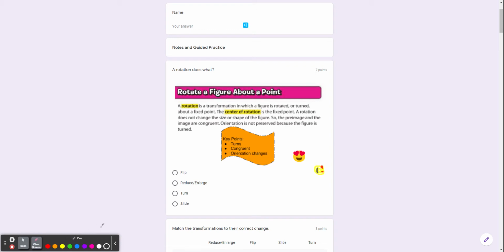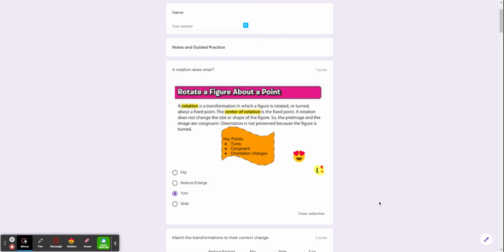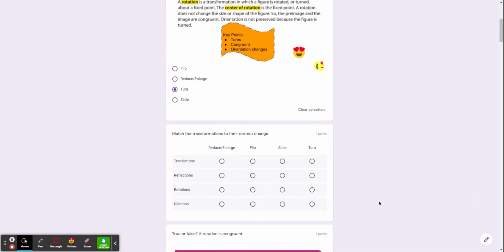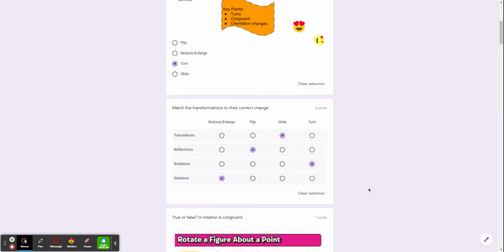So let's answer this first one. It says a rotation does what? It turns. And then let's match these from the previous weeks. A translation is your slide. A reflection is a flip. A rotation, our new transformation, is a turn. And a dilation is when we reduce and enlarge.